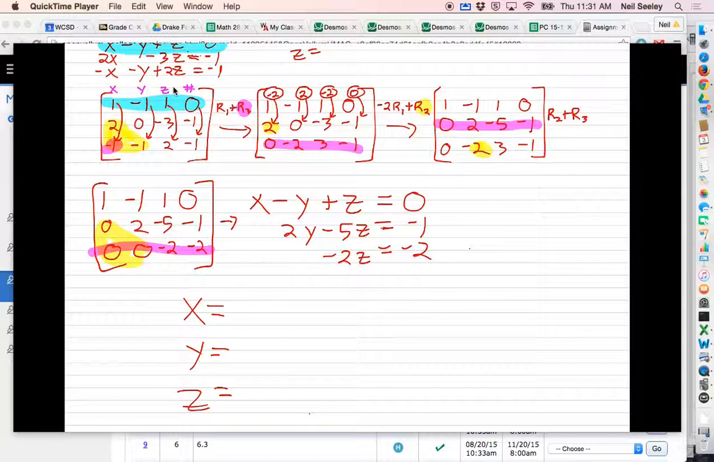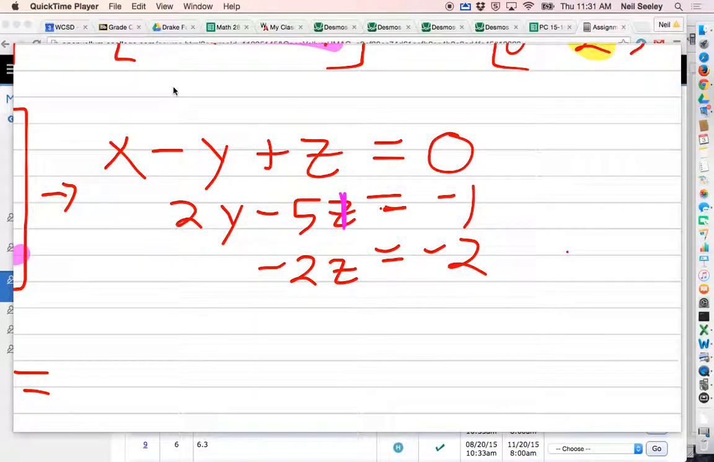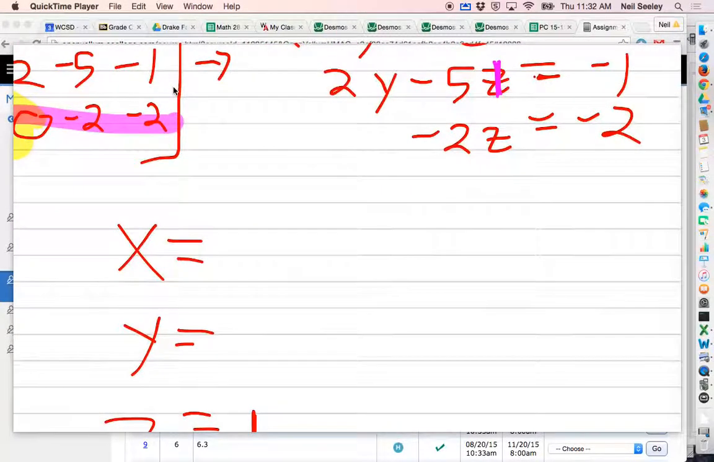Y'all okay with me just saying z is 1? You okay with that leap? Now we can put it into the others. If z is 1, so let's go in with a hot pink 1. I can make this 1. And if that's 1, let's do some mental math. We could add 5 to the other side and get 4. And divided by 2, we get 2. I'm thinking that this is now 2.